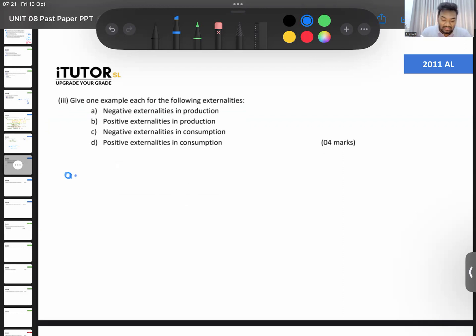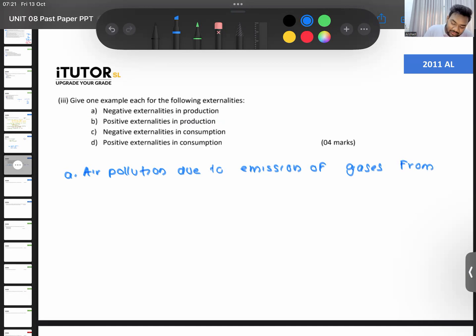You can even Google. We'll say things like air pollution due to emission of gases, right? Emission of gases from factories. So you have to give only 1 example. Okay. Apart from this, you can also talk about water pollution by releasing of toxic materials into the, let's say, rivers or something. You can talk about any of that.